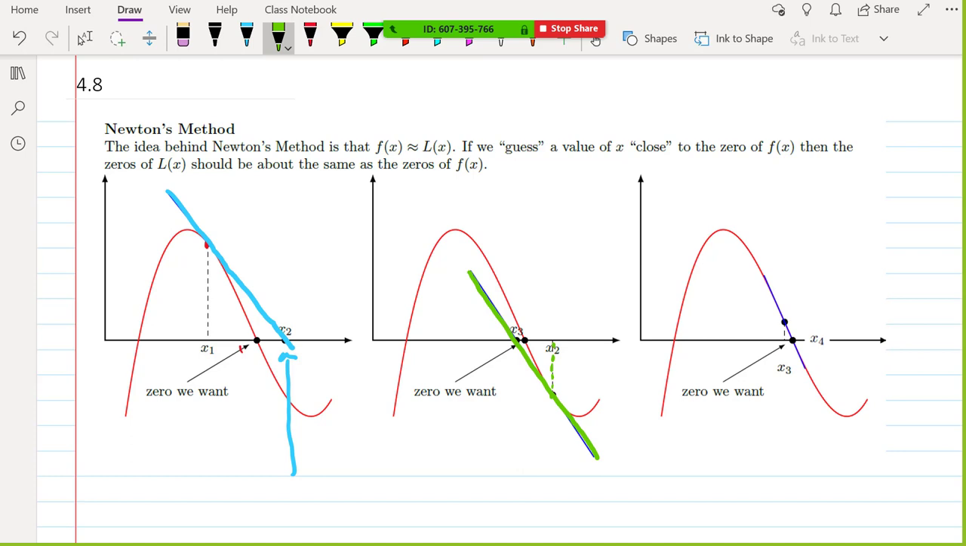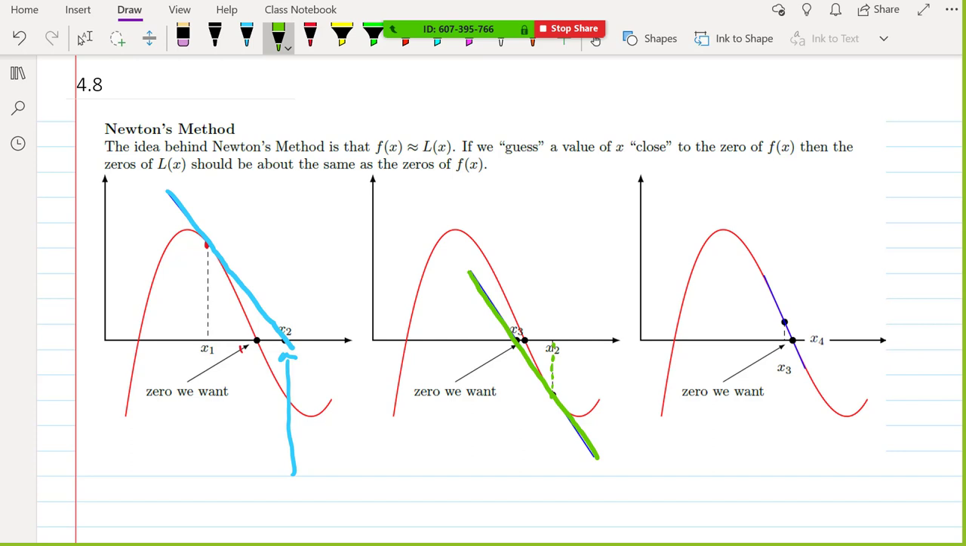So here in our third picture, by the time we found our third tangent lines, x3 and x4 were getting, x4 especially, was getting very, very close to being exactly the same as the 0 we want. So this is one of the methods that computers and calculators do to find roots of equations. They just do this very, very quickly.